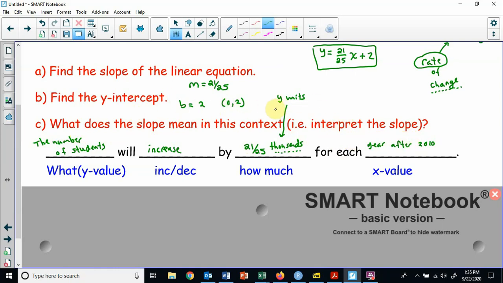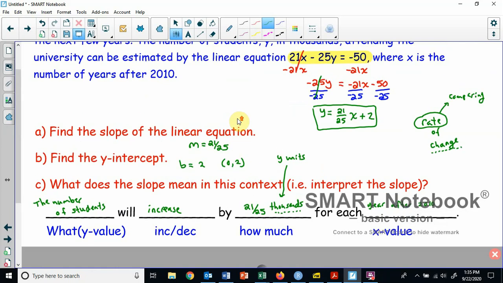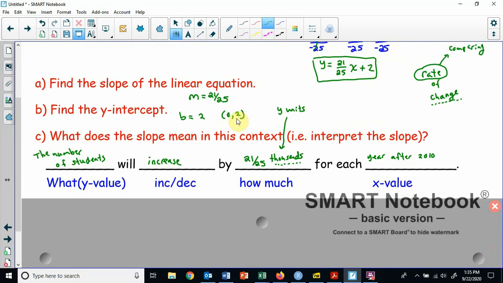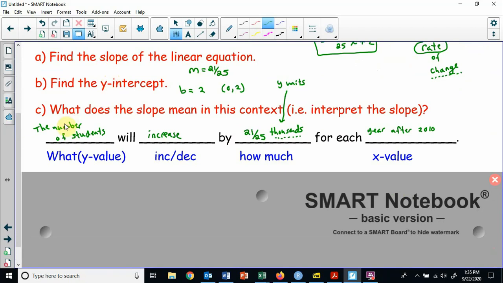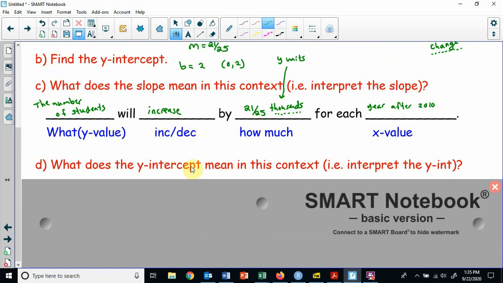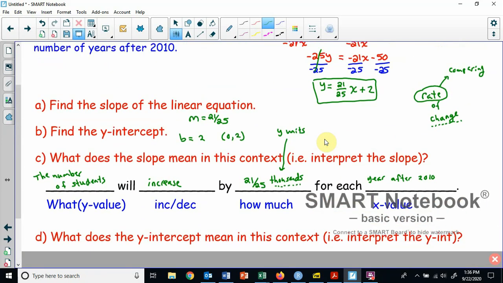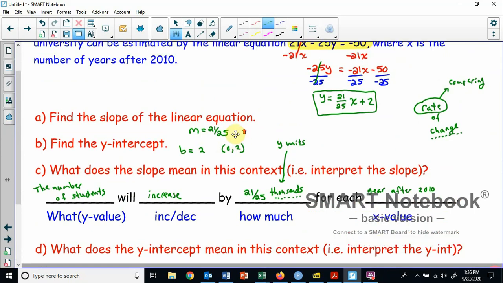So that's not too horrible at all, especially if you practice kind of filling out the sentence on the test. We'll need to make sure you write the sentence. We'll try to figure out how to do that on the test, but there you go. Okay, so now the next thing we're going to want to do is we found slope, we found y-intercept, we interpreted the slope. Now we want to interpret the y-intercept.